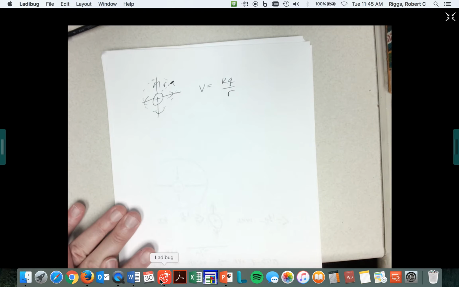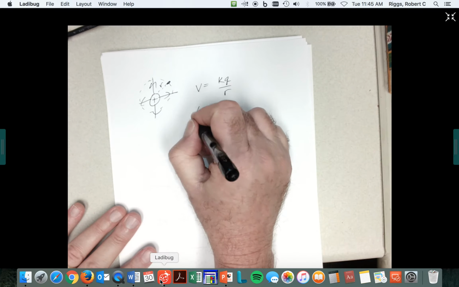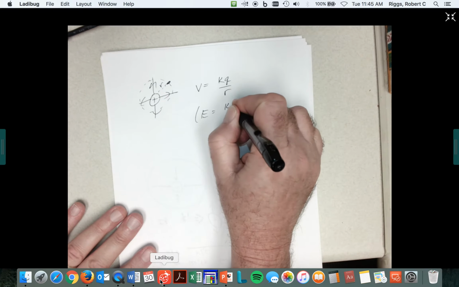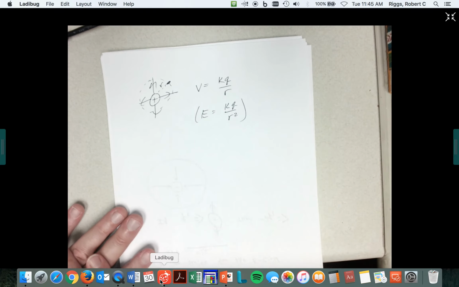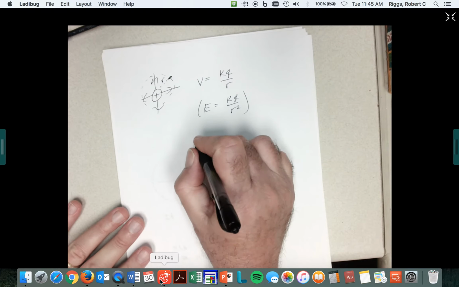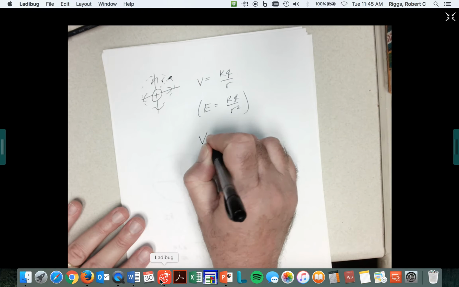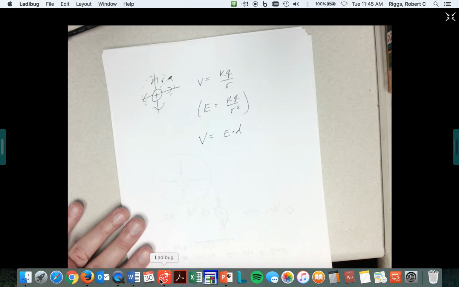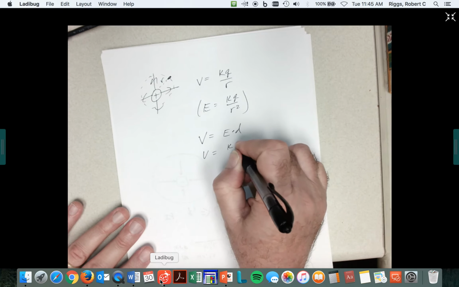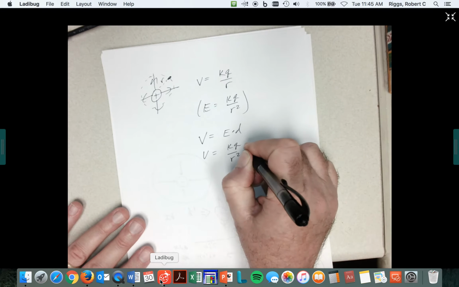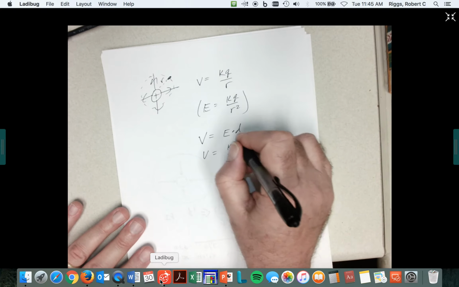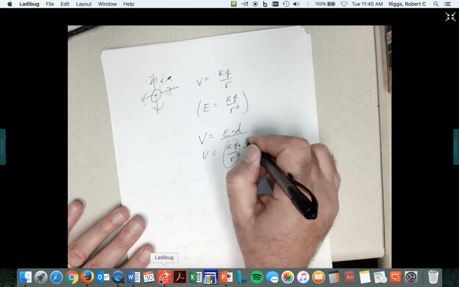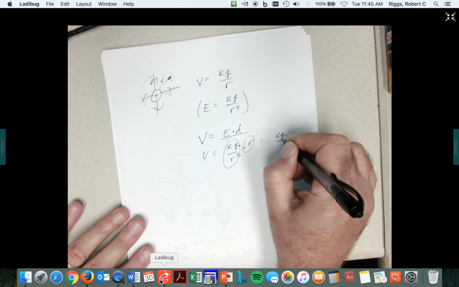Now, you might be going, well, wait a minute. Do you remember the electric field? E equals kq over r squared. Well, another way to look at the electric field is in volts per meter. So the voltage is actually equal to the electric field times the distance away from the charge. Oh, so V equals kq over r squared times r. Aha, there it is. Electric field times the distance, and so we get kq over r. There's a quick and dirty derivation.